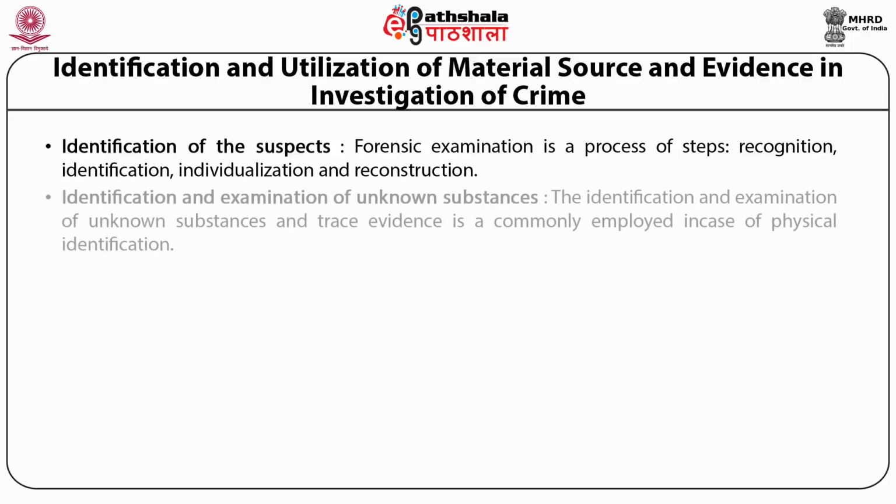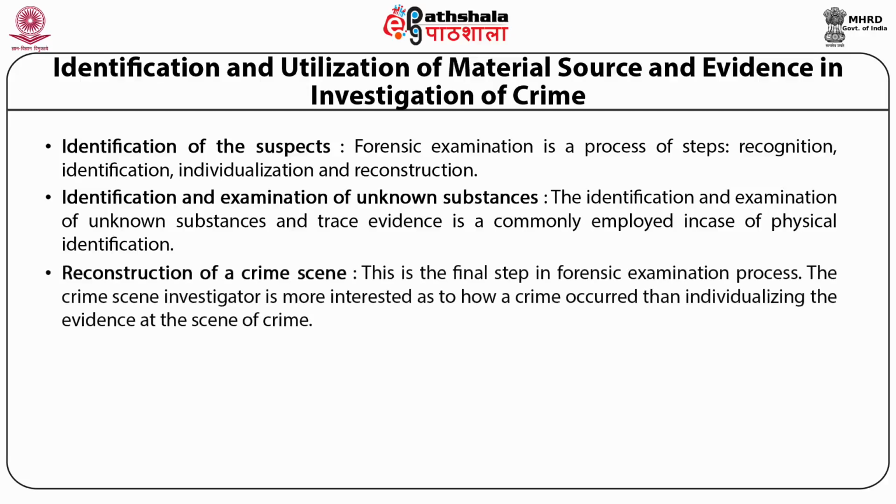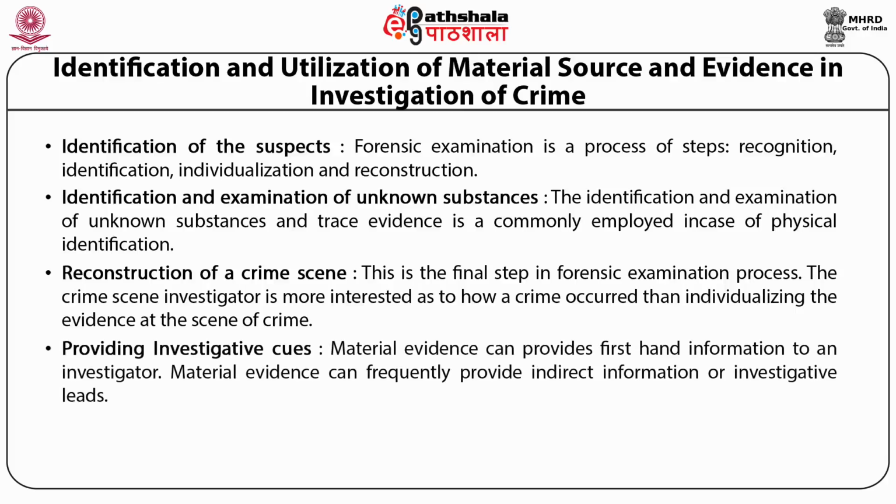Now, I will talk about the identification and examination of unknown substances. The identification and examination of unknown substances and trace evidence is commonly employed in case of physical identification. Identification of drugs, poisonous substances, and even bacteria such as anthrax serve as useful clues. Final step of identification is reconstruction of a crime scene. The crime scene investigator is more interested in how a crime occurred than individualizing the evidence at the scene of crime. The how of the crime is more important than the who.